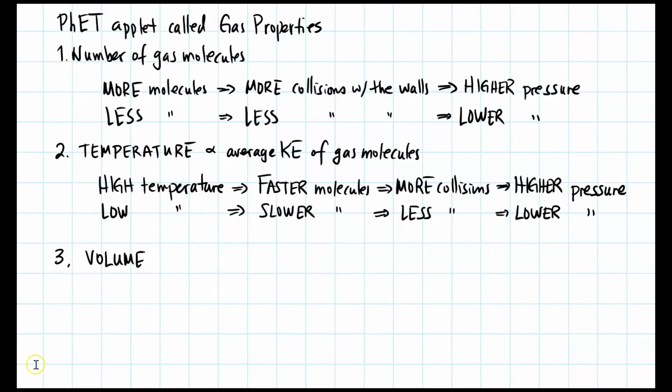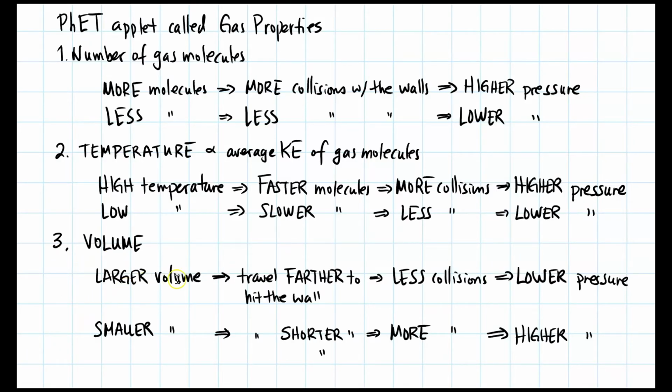3. Volume. So if I have a larger volume, they travel farther to hit the walls. Therefore, there's less collisions. Less collisions, lower pressure. If I have a smaller volume, then they travel a shorter distance before they hit the walls. Therefore, I have more collisions. More collisions means higher pressure.